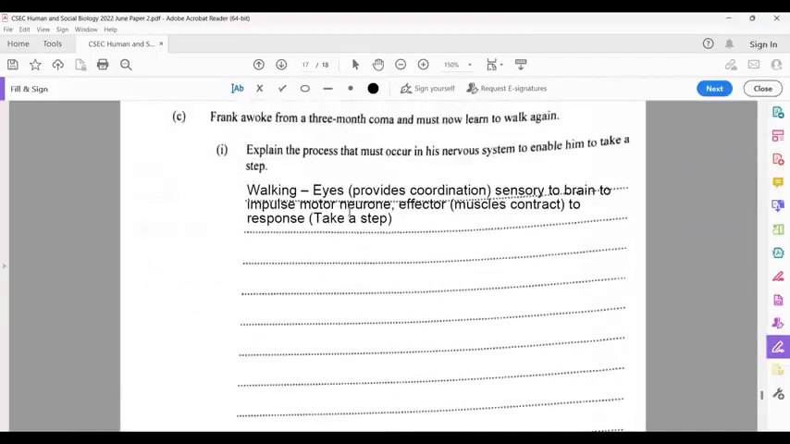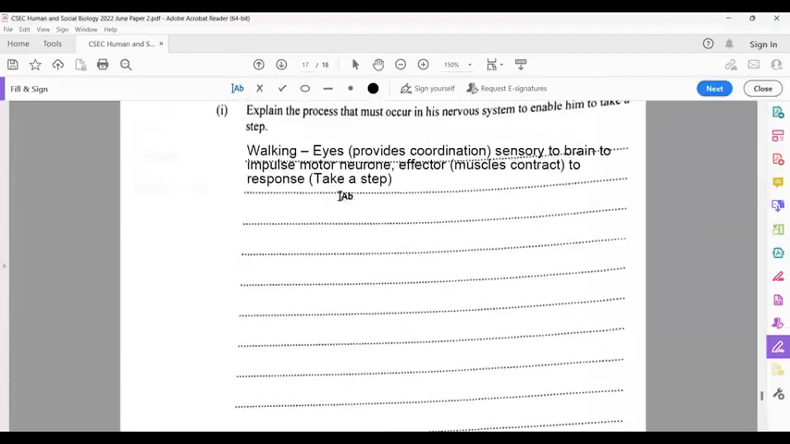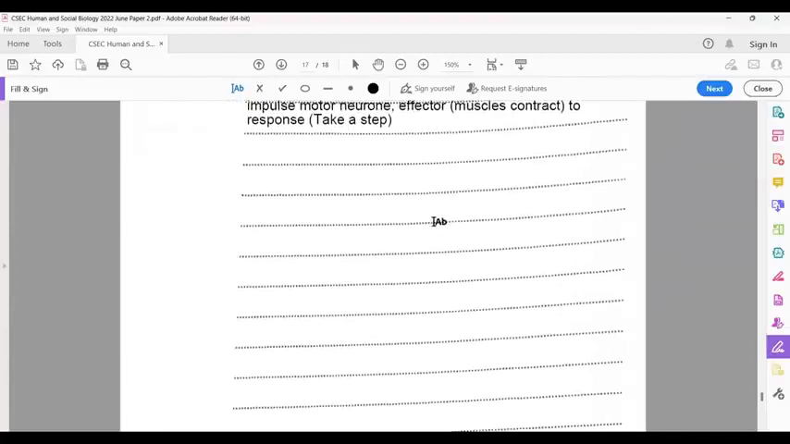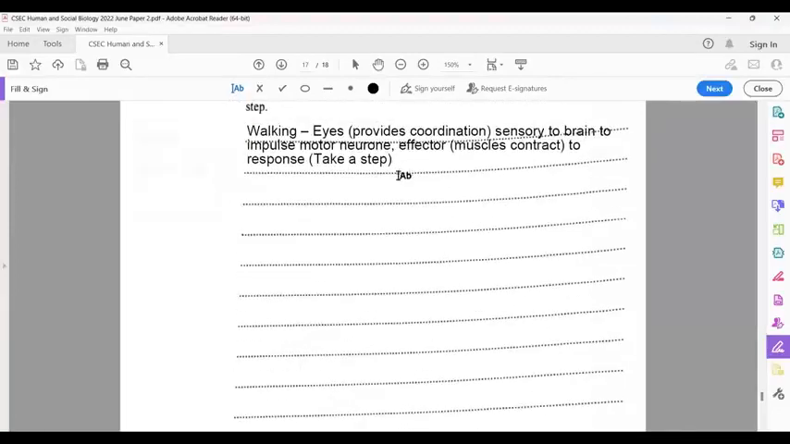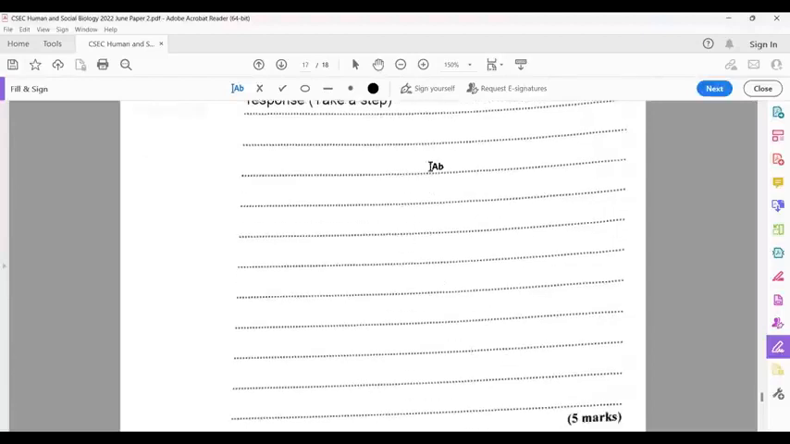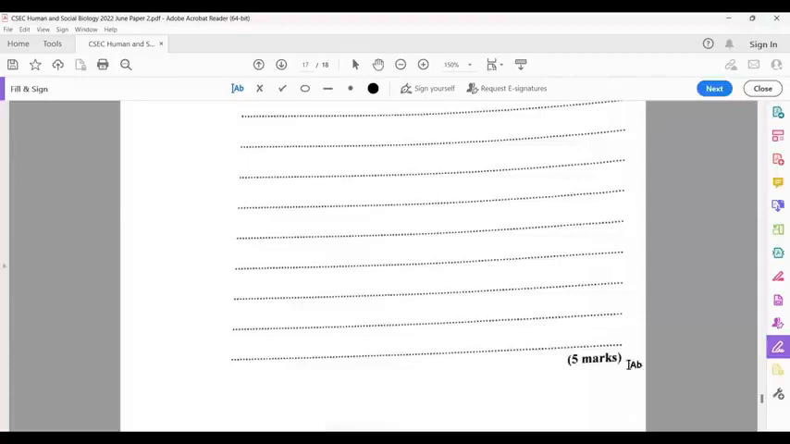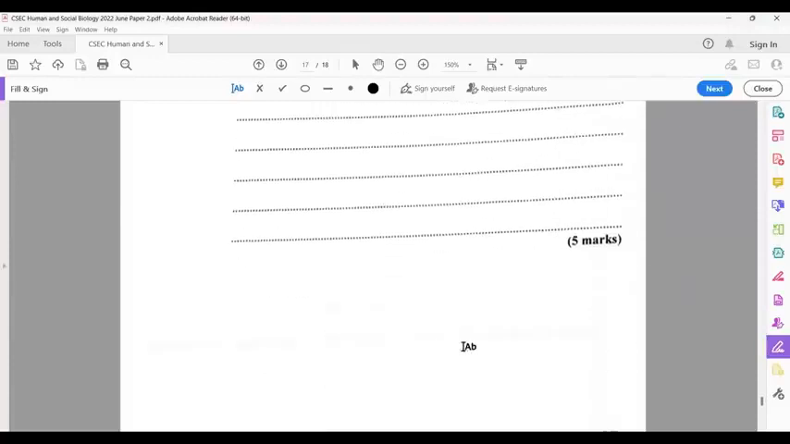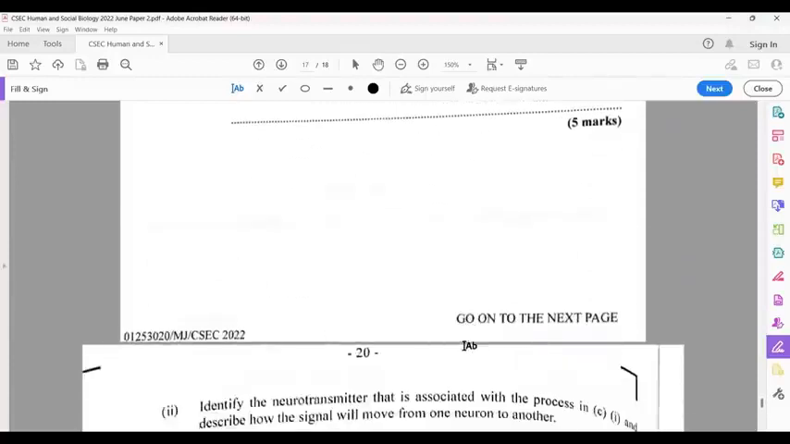And they gave you quite a bit of space to expand on your explanation, because we know that this part would be hard to write in such a concise way. So you have a lot of space to get your 4 marks, 5 marks.